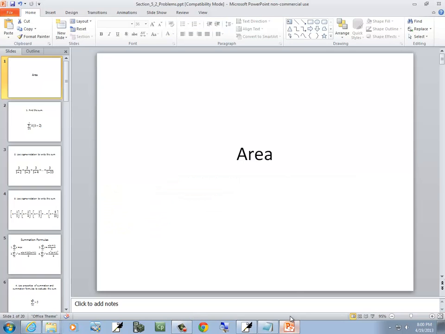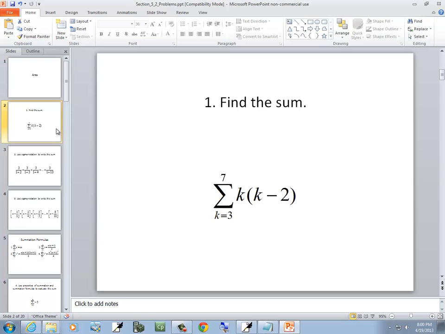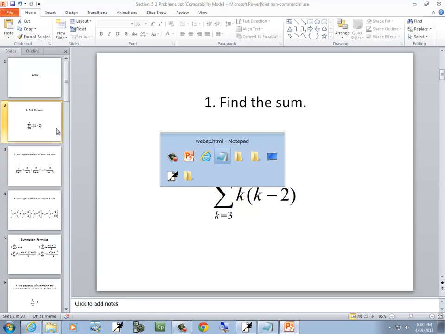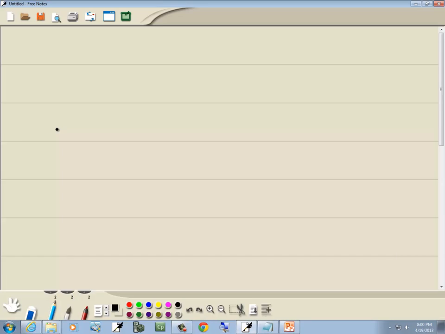Let's take a look at area. And let's take a look at our first problem. This one's going to demonstrate some notation and what it all represents.